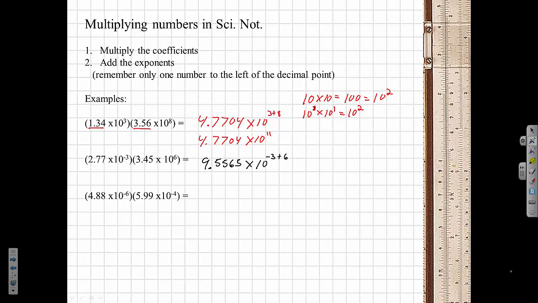We're starting off at negative 3. You probably don't deal with negative numbers too often. Picture a number line. So here's negative 3, here's 0, 1, 2, 3. And we're going to add 6 to this. So we're not starting off at 0, right? We're starting off at negative 3. We add 6 to it, we get to positive 3. So we get 9.5565 times 10 to the 3rd.